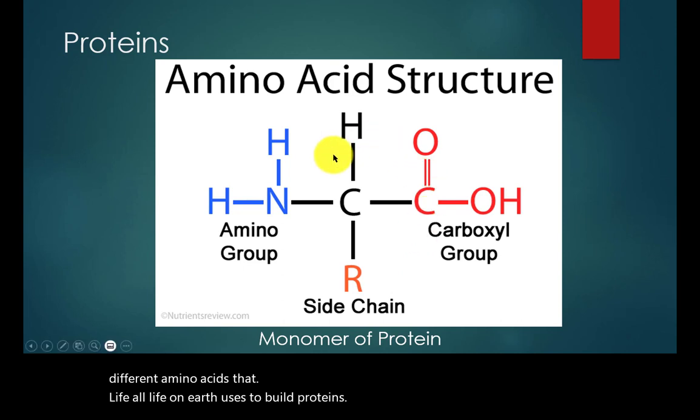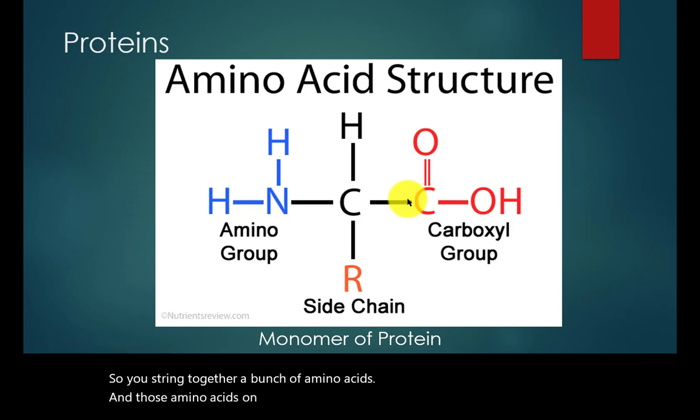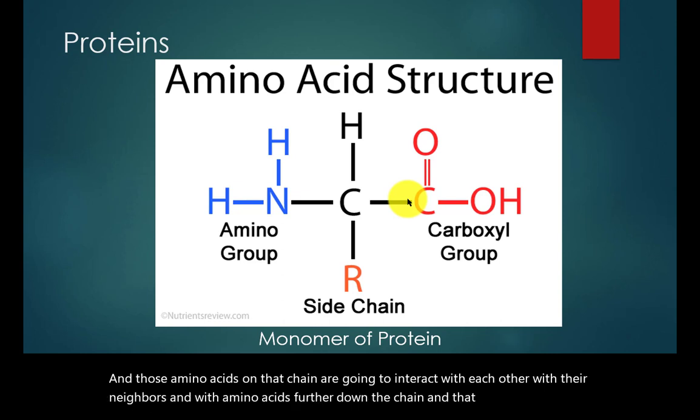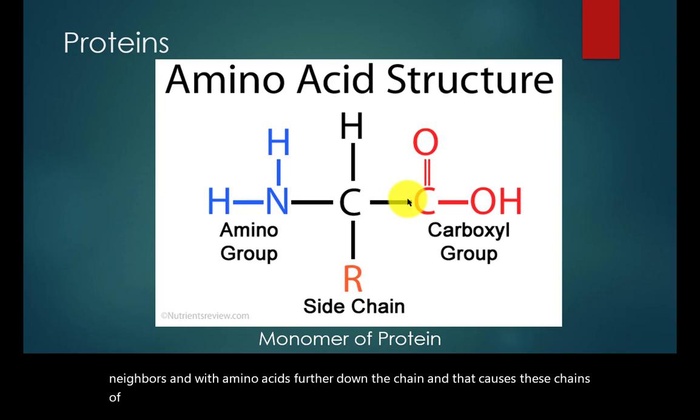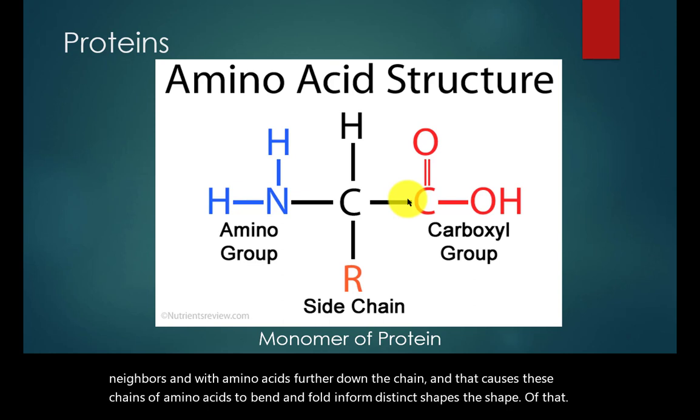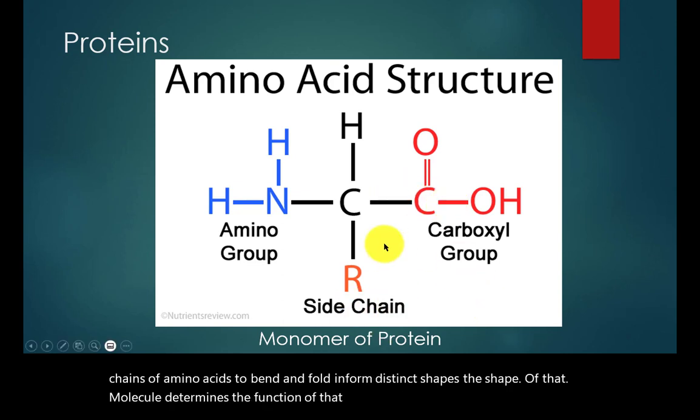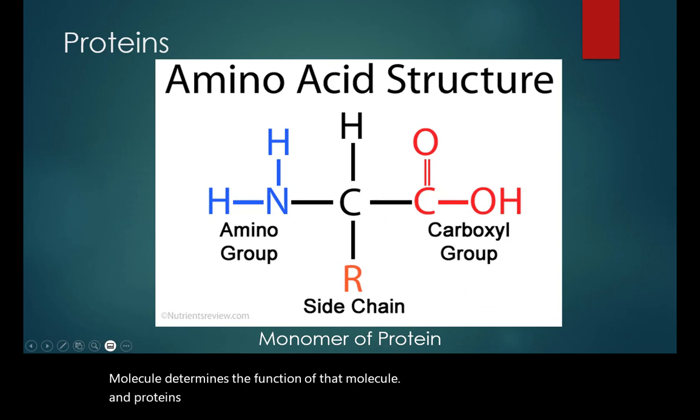So you string together a bunch of amino acids, and those amino acids on that chain are going to interact with each other, with their neighbors, and with amino acids further down the chain. And that causes these chains of amino acids to bend and fold and form distinct shapes. The shape of that molecule determines the function of that molecule. And proteins do a lot of different things.